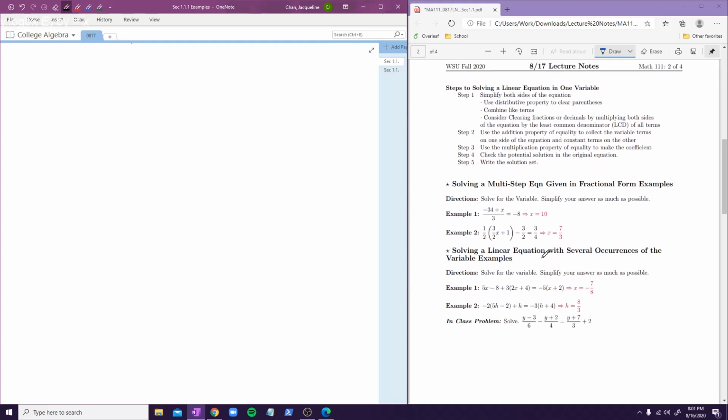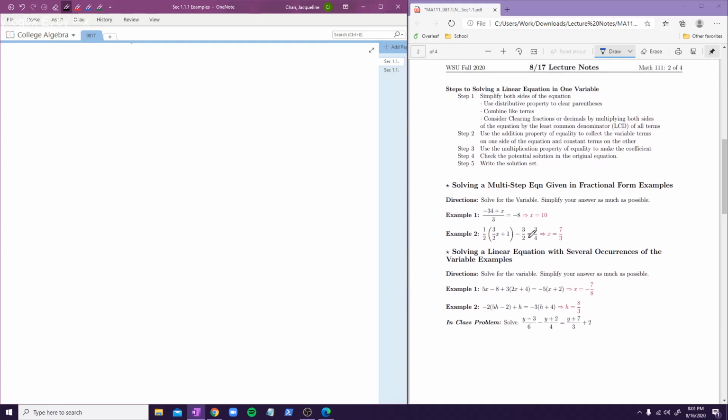Right? And then the first little topic on the pacing guide, if you follow that, is solving a multi-step equation given in fractional form, examples. Our directions are to solve for the variable and simplify your answer as much as possible. So example 1, we're given -34 plus x over 3 is equal to -8.